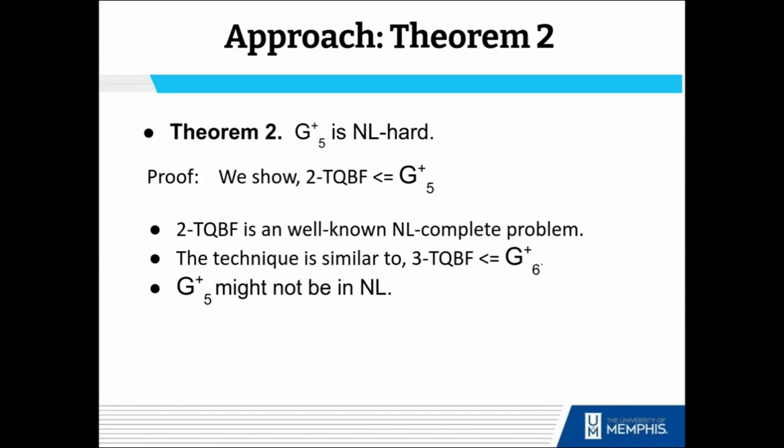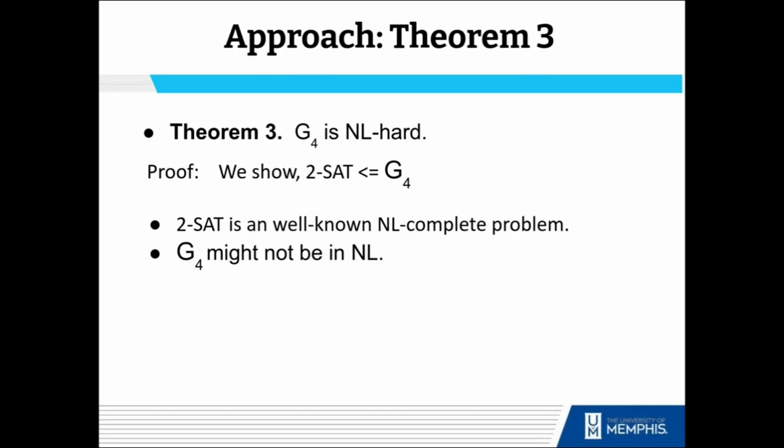All right. Then we have Theorem 2. Theorem 2 is G5 positive is NL-hard. In the proof we show that 2-TQBF is reduced to G5 positive. We know 2-TQBF is a well-known NL-complete problem. The technique is very similar to 3-TQBF reduced to G6 positive. Interestingly, G5 positive might not be in NL, it might be even harder than that, so we don't know yet.